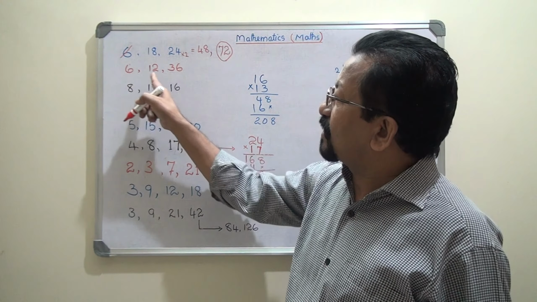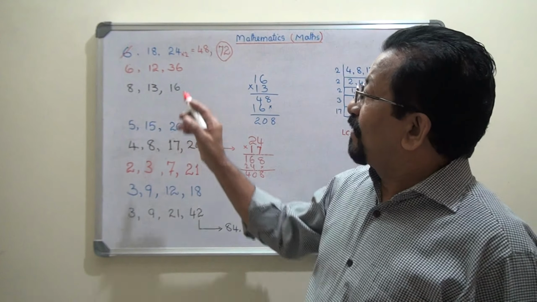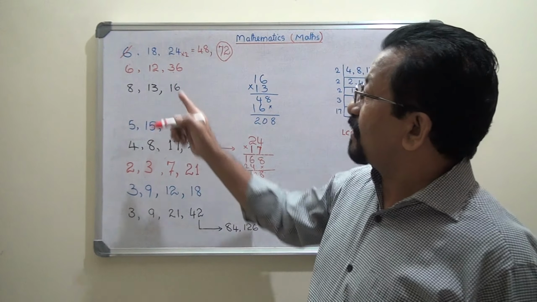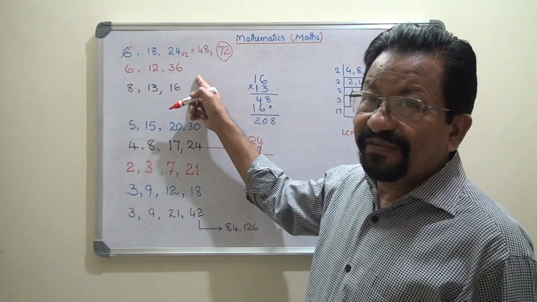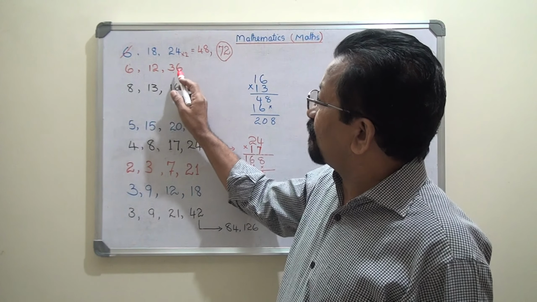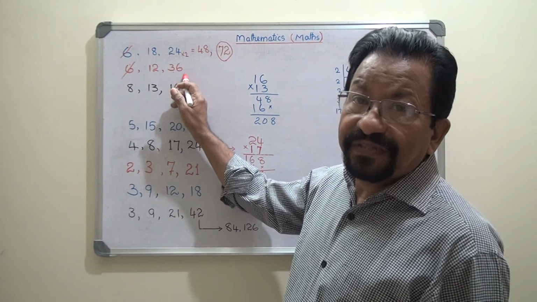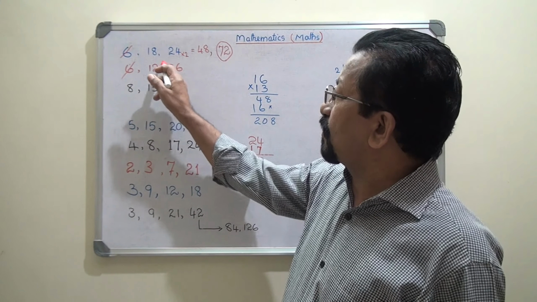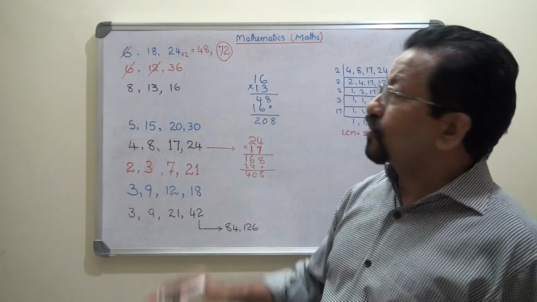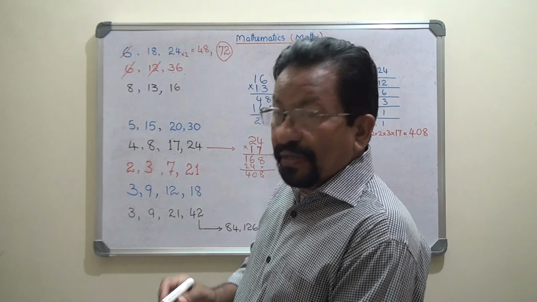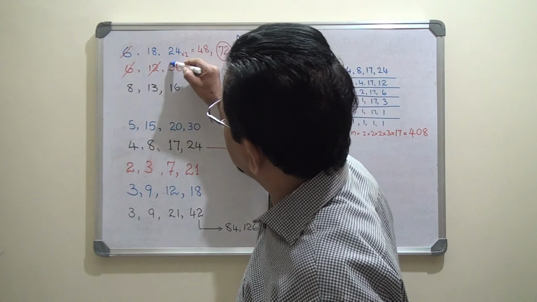Now take 6, 12 and 36. 36 is the biggest number. These are the three denominators of the given fractions. So 6 is a factor of 36. Yes, you can cut 6. Is 12 a factor of 36? Yes, 12 threes are 36. So cut 12 also. So 36 is the LCM of the given numbers.